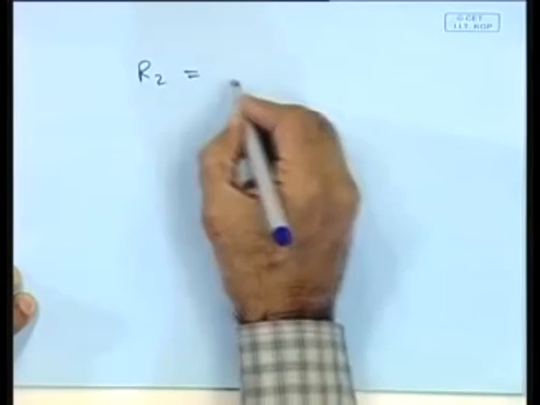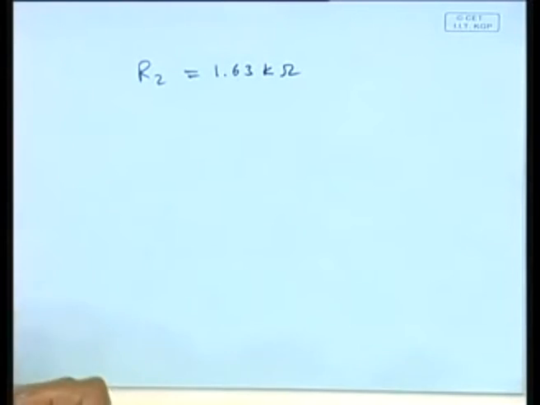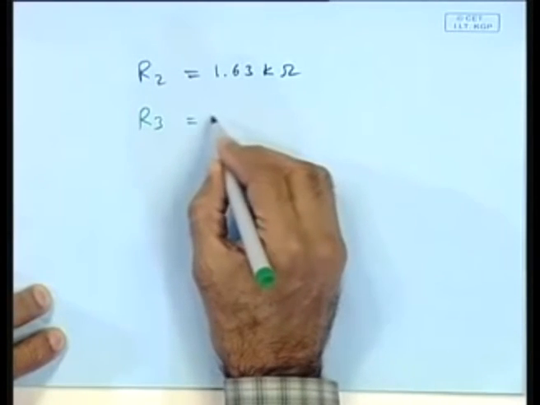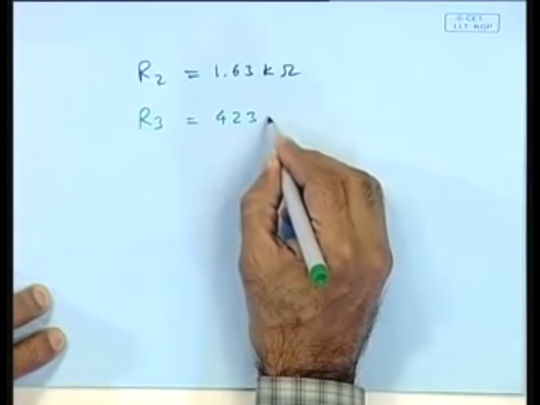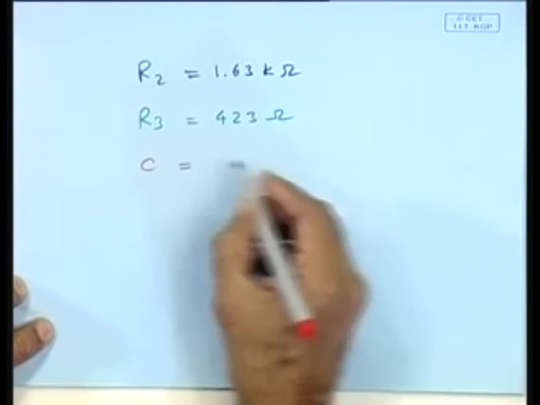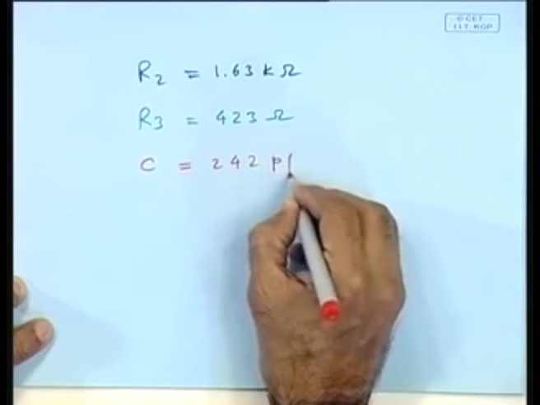But you and I know that when calculations are done, it's very possible that you will say some resistance R2 must have a value equal to 1.63 kilo ohms. He may also say, I need another resistor, R3, and that's going to have 423 ohms. That's the requirement. And I need a capacitor, which must have a picofarad capacity, let's say 242 pF.